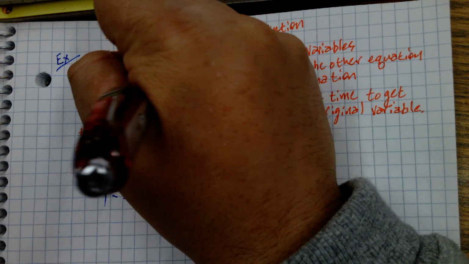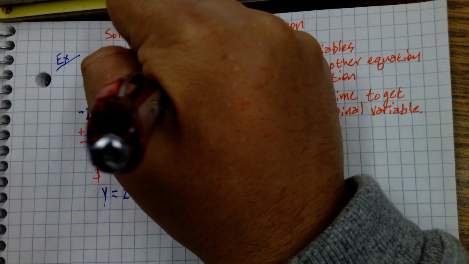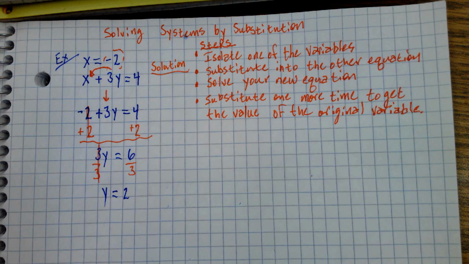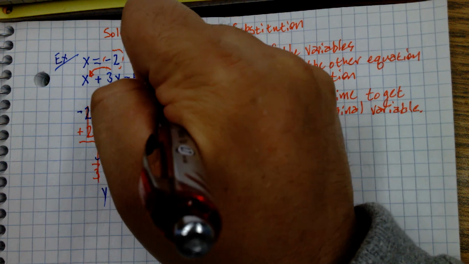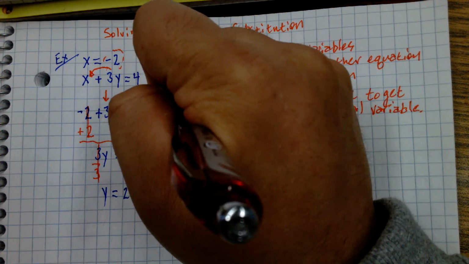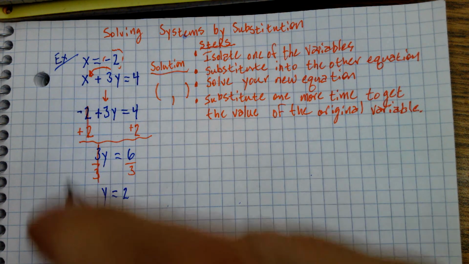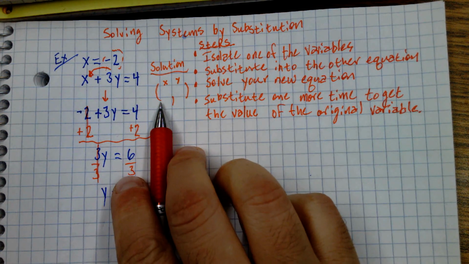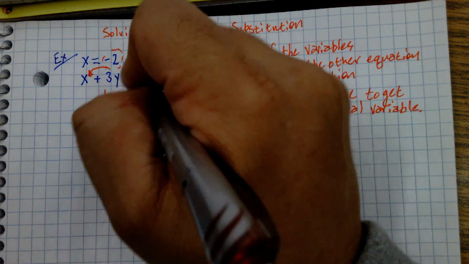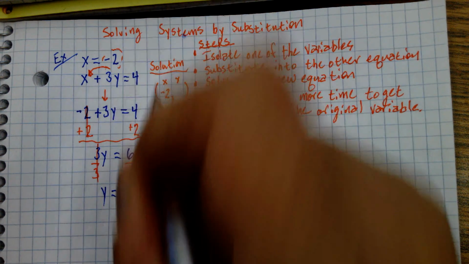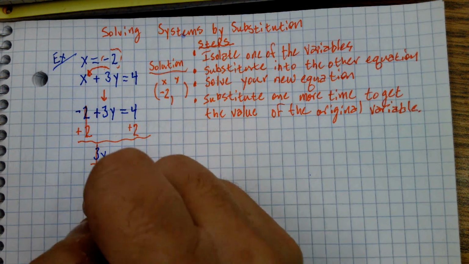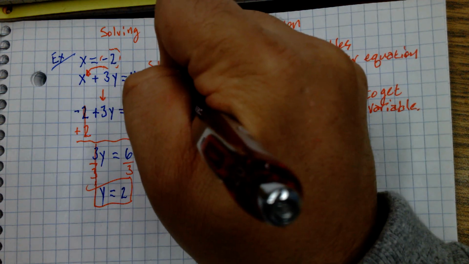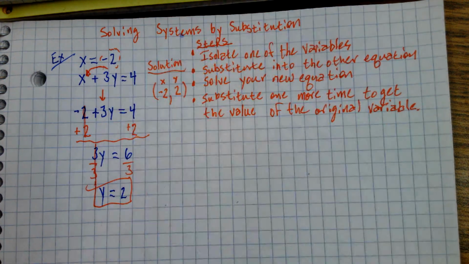The solution is still going to be an ordered pair. We have to figure out the value for x and the value for y, and we got both of those. What does x equal? Negative 2. We got lucky and they gave it to us. And we just figured out what y is. Y is 2.